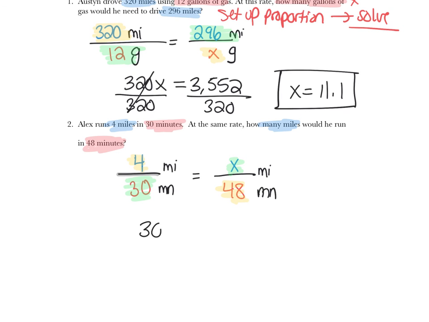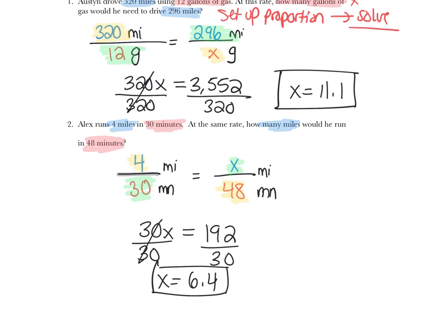So 30 times x is 30x equal to 4 times 48, which is 192. From here, the x is being multiplied by 30, so the opposite of multiplication is division. So I'm going to divide by 30 here and divide by 30 on the other side. And 192 divided by 30 comes out to 6.4. So your answer here would be 6.4 miles.